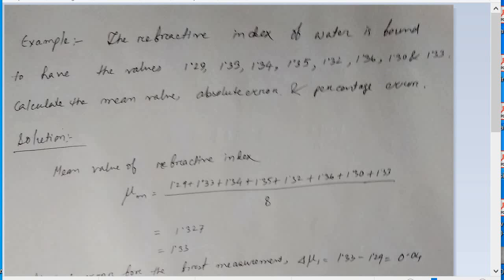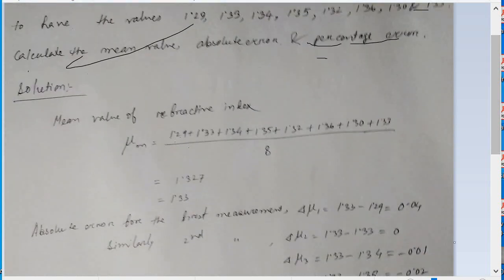So we are taking an example here. The refractive index of water is found to have the values 1.29, 1.30, 1.34, 1.35, 1.32, 1.36, 1.30, and 1.32. Calculate the mean value, absolute error, and percentage error for the measurements.